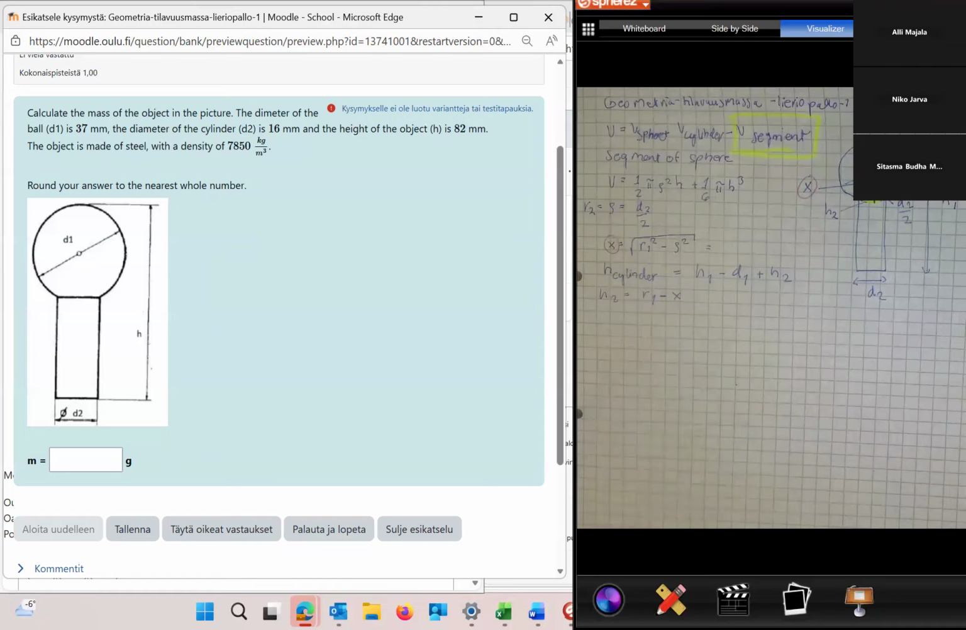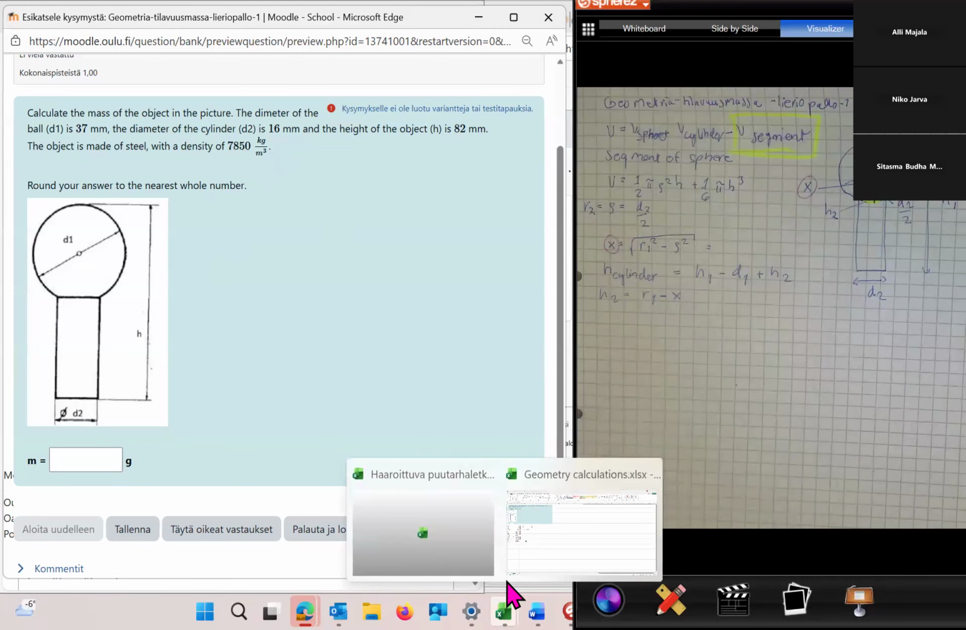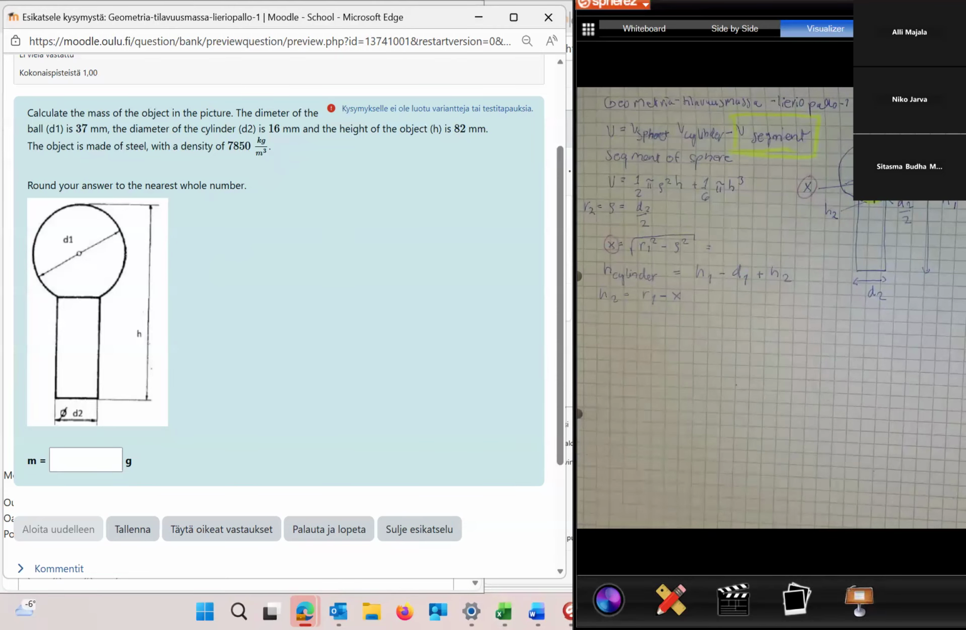It's just, and then you have to figure out how to get the mass in grams from the kilograms per cubic meter. Okay. So then I'll take this there.